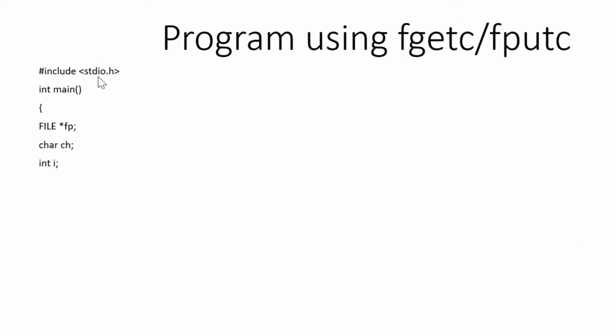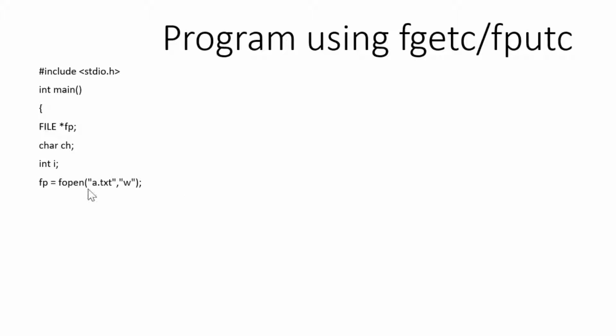The first line is include stdio.h. First declare the file pointer, so FILE star fp. For the character which we are going to read and write, I am using the char data type and the name of the variable is ch. One more is integer i, which is used for looping purposes. Now what we need to do is write some characters in a file and then read all these characters from the file using the fputc and fgetc functions.